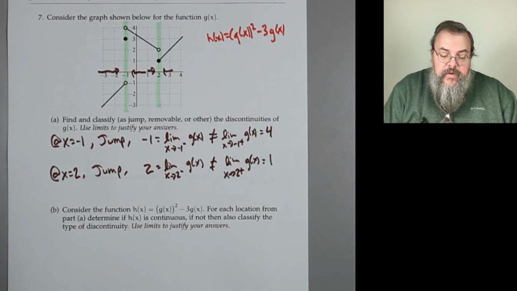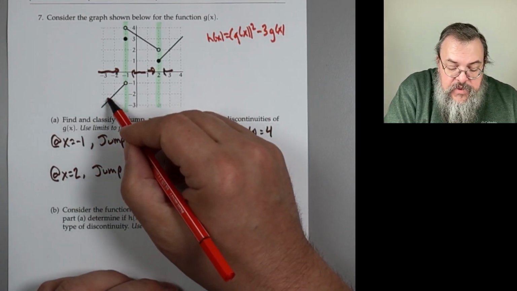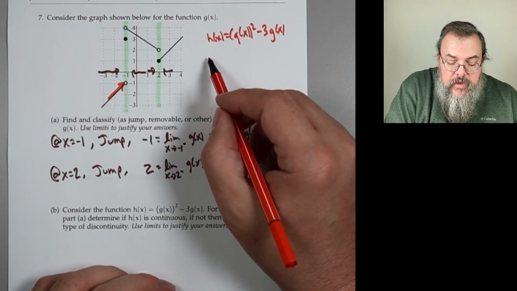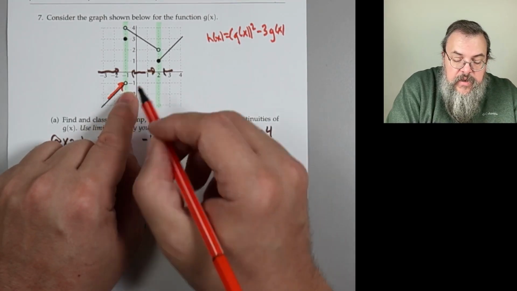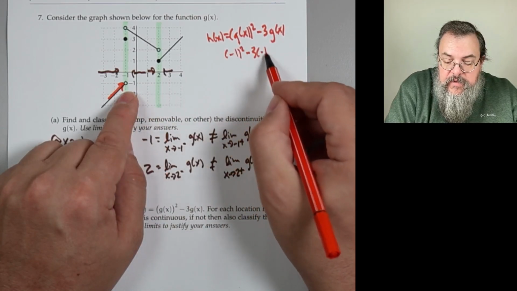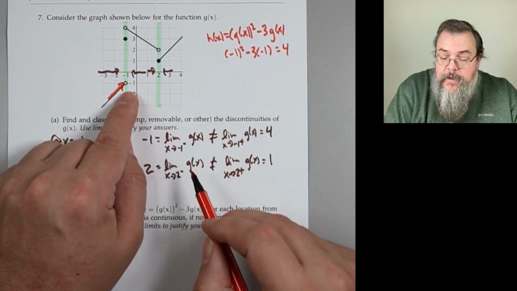And now we say, hey, what's happening? Well, as we approach from here, what's going to happen? We're going to go to negative 1 squared. Let's do some work here. Negative 1 squared, subtract 3 times negative 1. Well, what is that? That's 4.